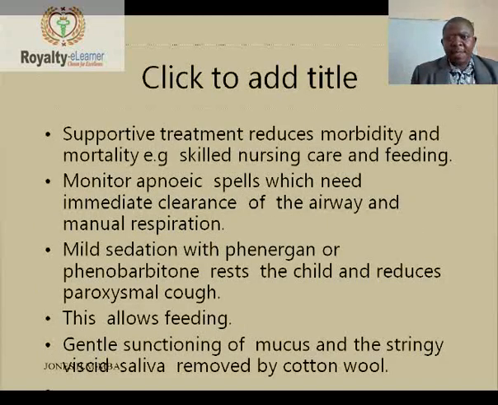We have some supportive treatments that can be given to the patient as well, and these can also help reduce morbidity and mortality. Skilled nursing care and feeding is very important in this condition. You have to monitor for apneic spells, which need immediate clearance of the airway, and manual respiration if need arises. Mild sedation with Phenergan or phenobarbital helps the patient to rest and reduces the paroxysmal cough. This will then allow for feeding, since when the patient is coughing, it becomes difficult to feed.